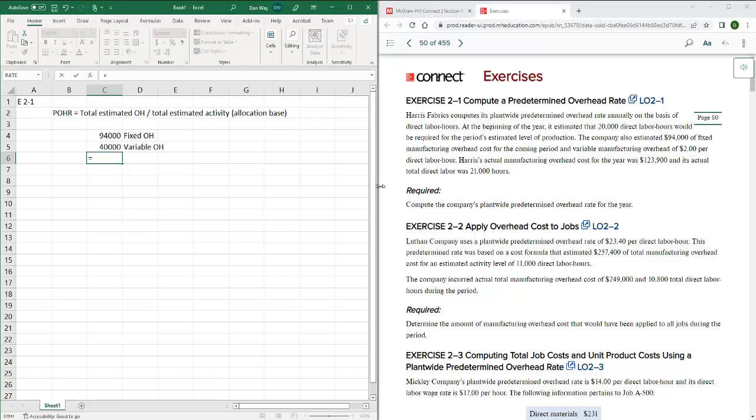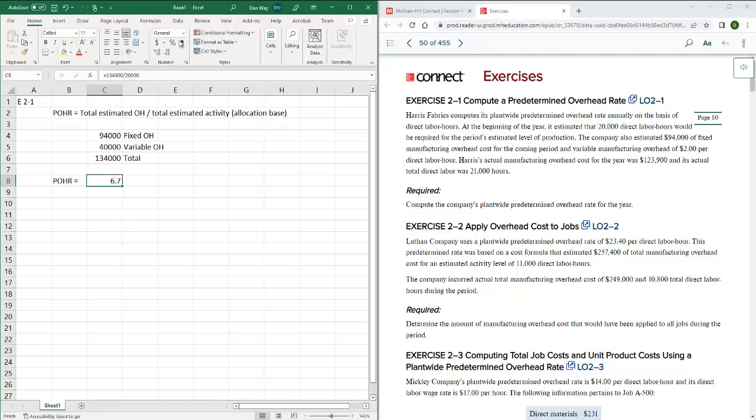So total overhead then estimated for the period would be our fixed plus our variable, for a grand total of $134,000. So then our predetermined overhead rate would be that total estimated overhead, $134,000, divided by that estimated activity or allocation base of the 20,000 direct labor hours. And that gives us a rate of $6.70.